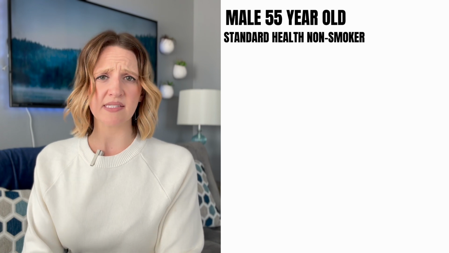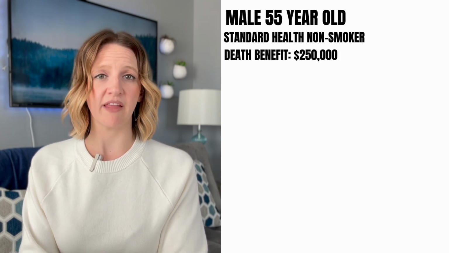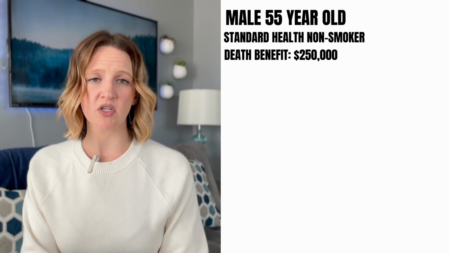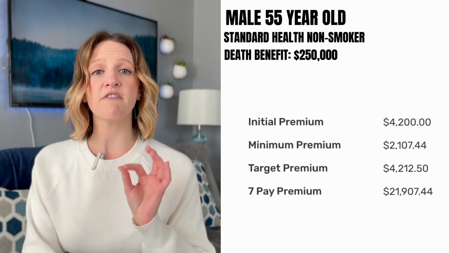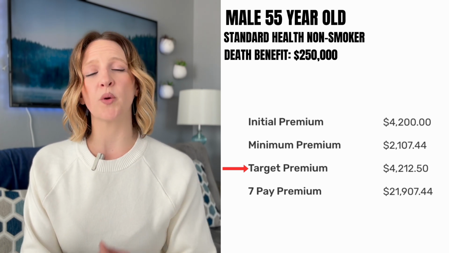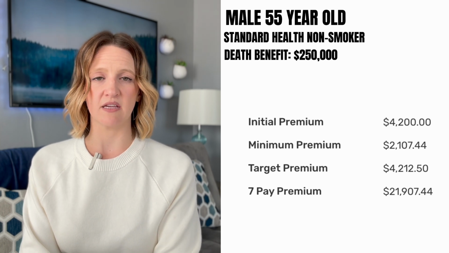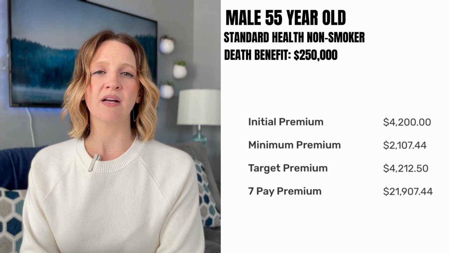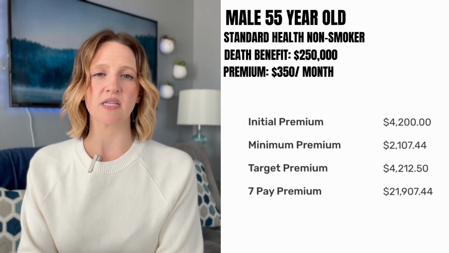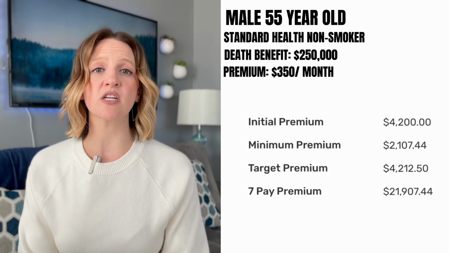So if we take a look at a different example, this time of a male that is 55 years old, let's say he's just in decent health, he's in standard health, he is a non-smoker, and his goal is to get $250,000 in permanent life insurance. You can simply plug those numbers into your illustration software and solve for target premium, and the software will actually tell you what the target premium is or what the client would need to fund per month or per year to keep this policy in force and active. As you can see in this situation, the client would need to be funding about $350 a month to maintain this policy in all years. This policy would be properly structured if this fits their budget.